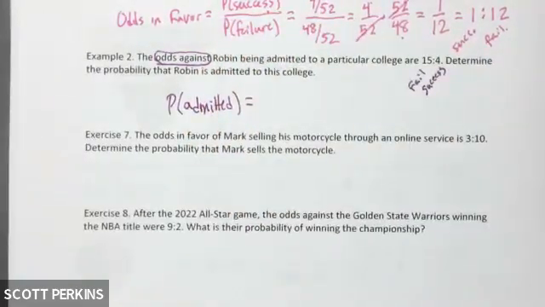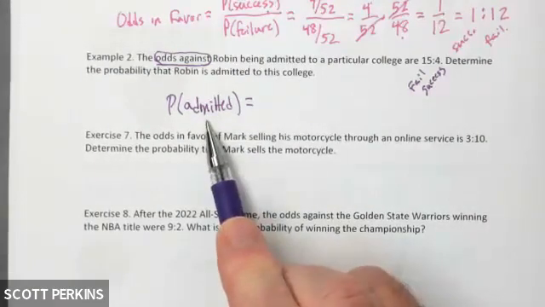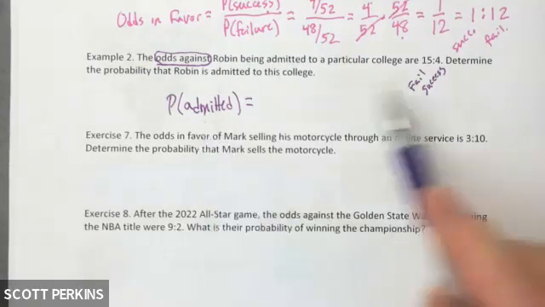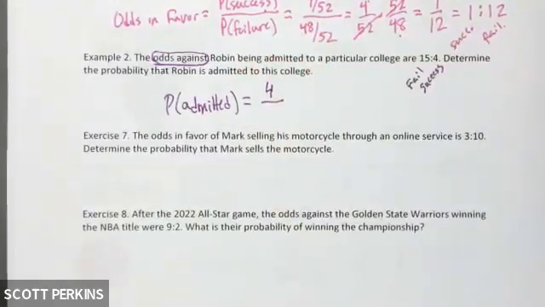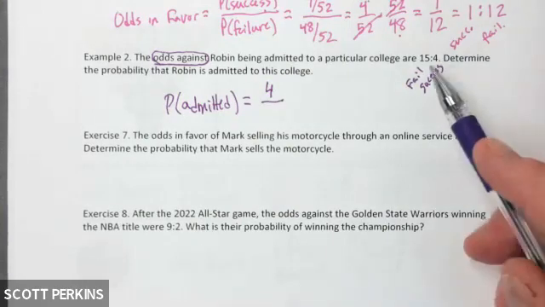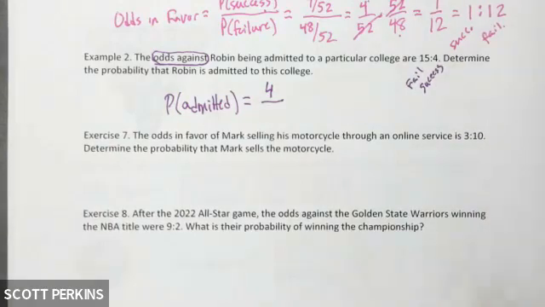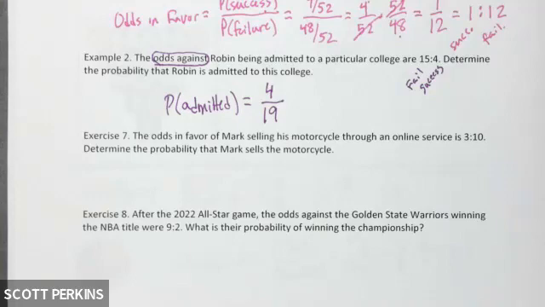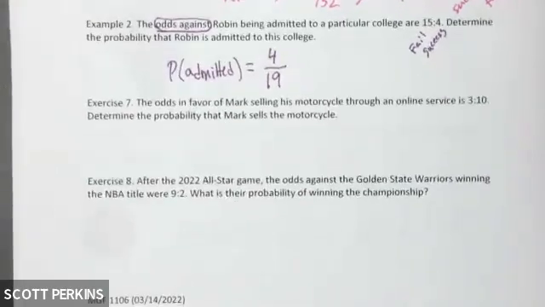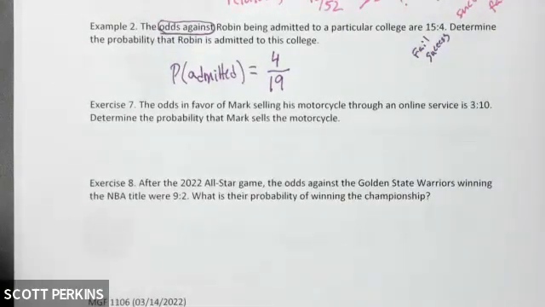Okay, remember, probability is success divided by total. So what's the number of successes Robin has? 4. Okay, that's just right from my odds. 4 successes. Now here's the key. Out of how many total? 19. Failures plus successes gives me my total. That is 19. And we are done. You tracking with me on that problem? All right, well then exercise 7 is very, very similar for you. So go ahead and give it a try.